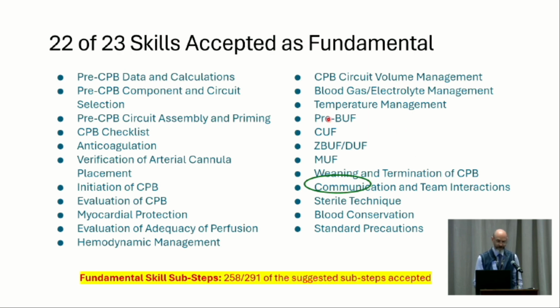wrap up. We have 22 of the 23 skills accepted as fundamental, and of the 291 individual little subsets, we suggested there was a large amount of consensus around 258 of those. So we scored a lot of data here that we can use for our purposes, which is writing curriculum.